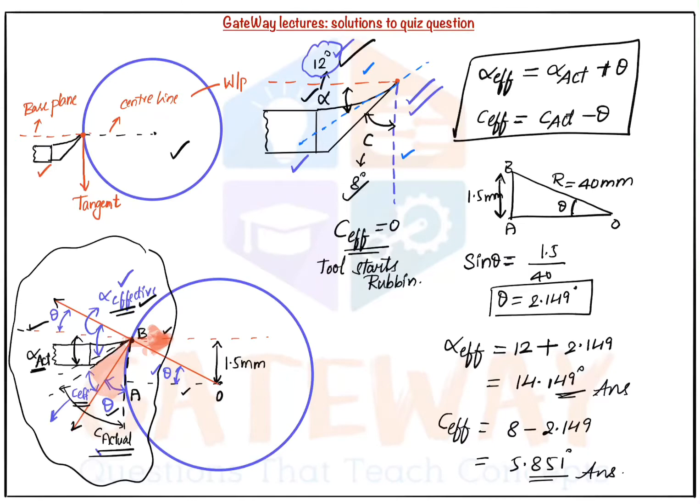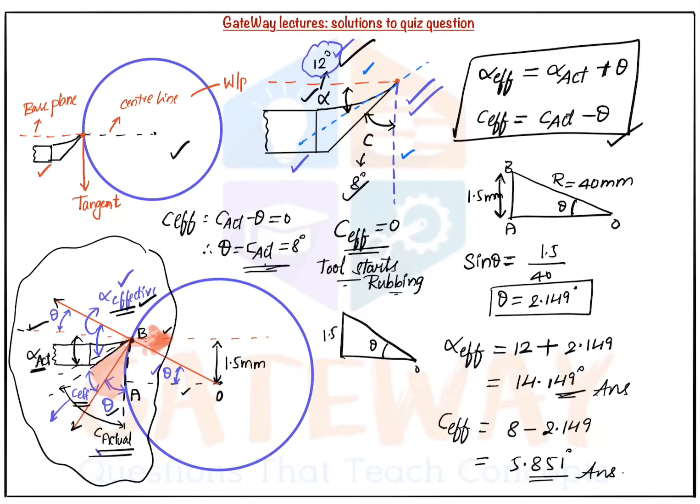Right. So now we need to calculate the diameter at which the tool starts rubbing. So with the same 1.5 mm offset from the center O, and here this is our theta. When will our C effective be zero? What is C effective? C actual minus theta. So C effective is C actual minus theta. That should be equal to zero. Therefore, our theta should be equal to the C actual. That is nothing but 8 degrees. So when the theta is 8 degrees, the tool starts rubbing.